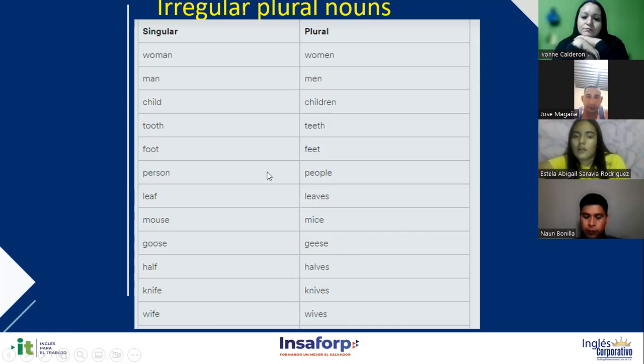Como siempre, les voy a enviar esta presentación al grupo. ¿Sí?